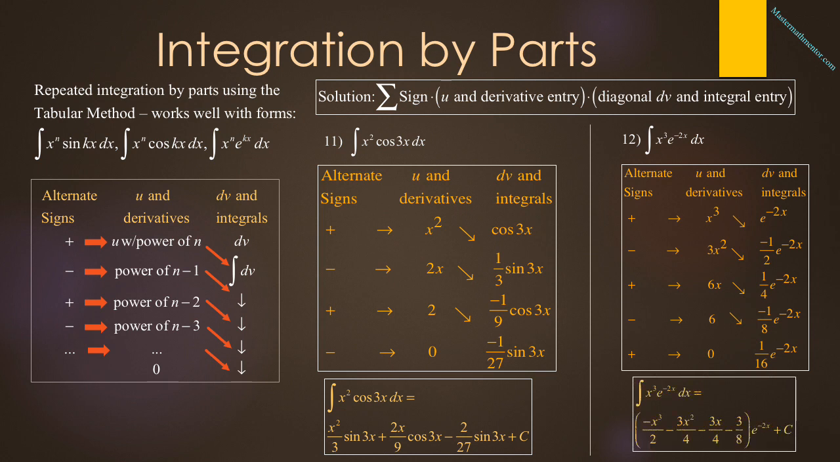Since all the terms in our sum have a common term of e to the negative 2x, we can factor that out. So our integral of x to the third e to the negative 2x dx is the quantity negative x to the third over 2 minus 3x squared over 4 minus 3x over 4 minus 3/8, and that quantity is multiplied by e to the negative 2x plus c. Again, a good exercise is to take the derivative of this and show you get back to x cubed e to the negative 2x.